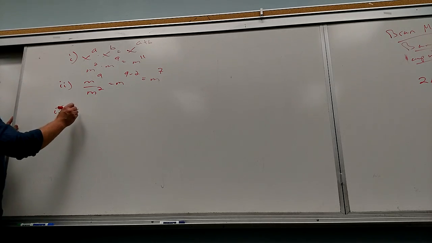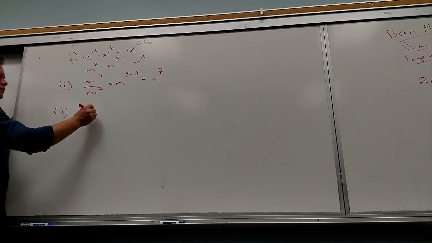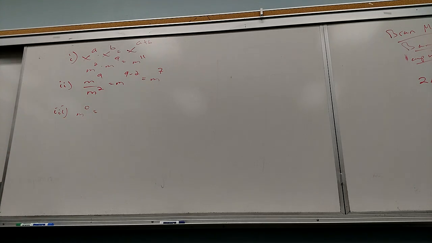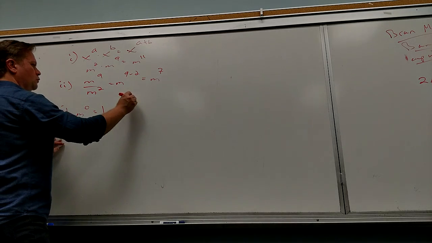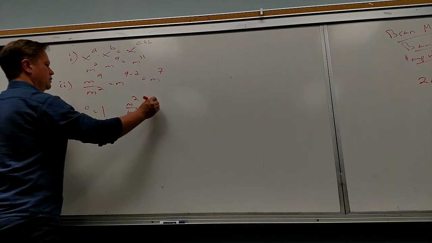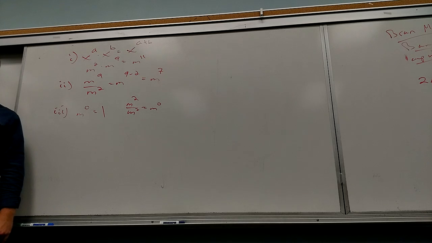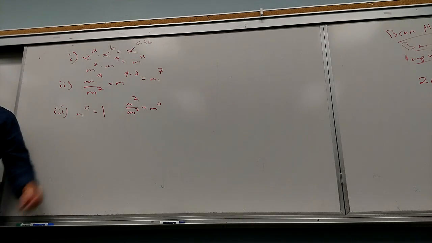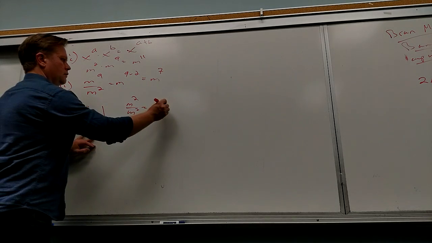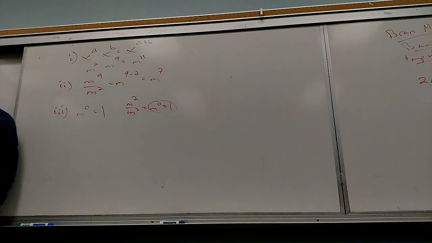Then I think the next thing we did was m to the 0. This is 1. I like it. And we kind of proved it. I mean, m squared over m squared would be m to the 0, right? 2 minus 2 is 0. But something divided by itself is 1. I like it.